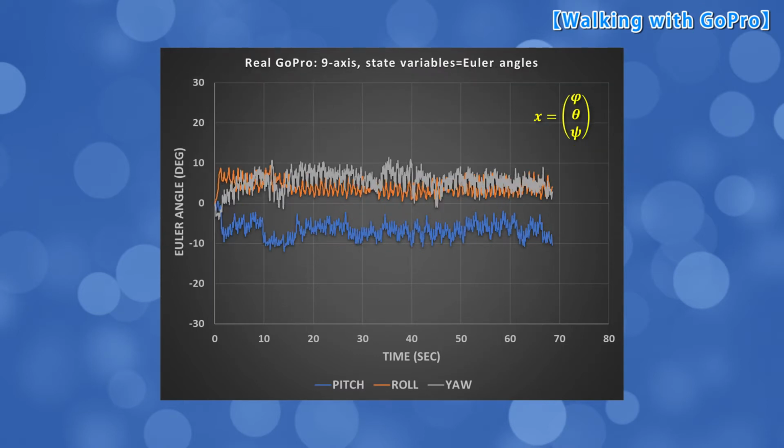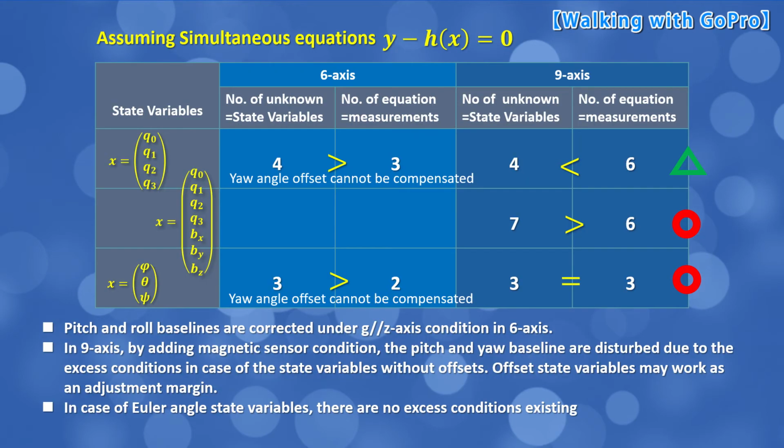Next, the state variables are Euler angles. Even if there are no gyroscope offsets, all 3 baselines got flat. This is my consideration for the results obtained so far.